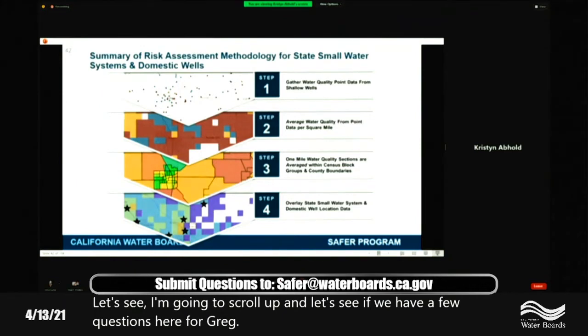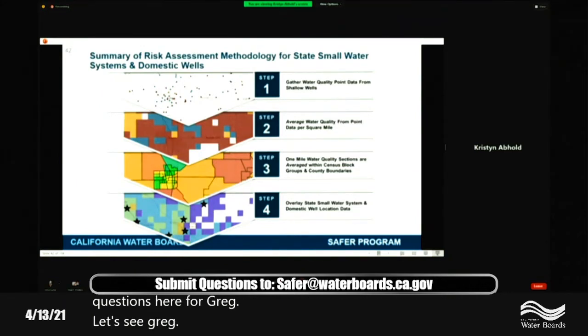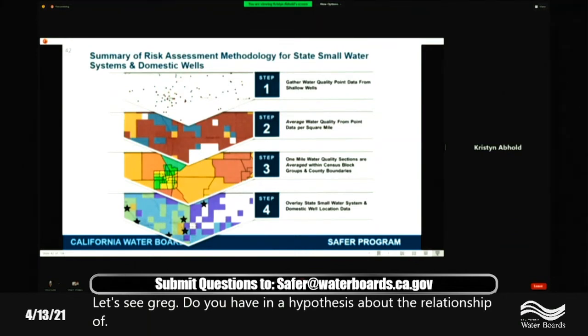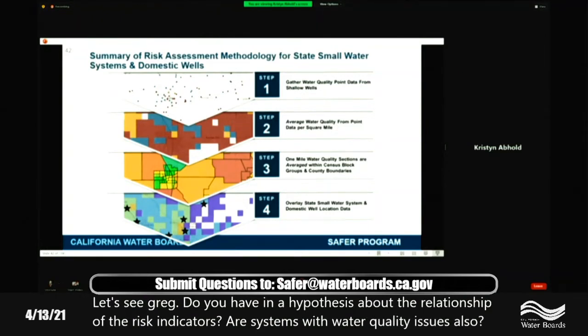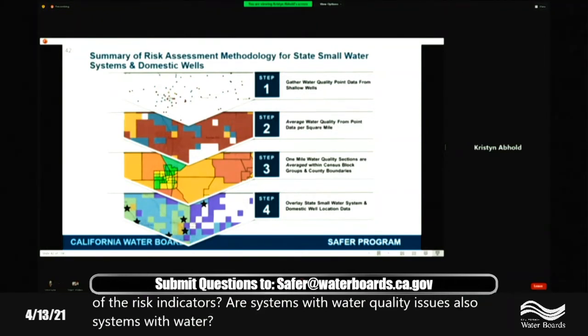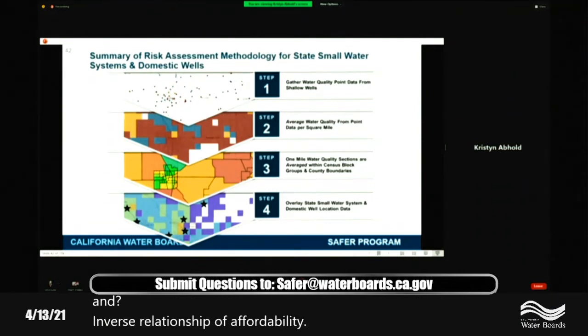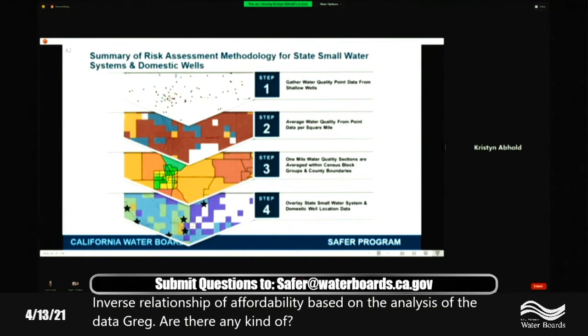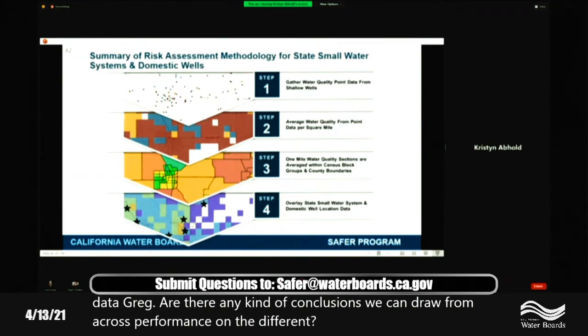Greg, do you have a hypothesis about the relationship of the risk indicators? Are systems with water quality issues also systems with water accessibility and TMF capacity issues? Is there an inverse relationship with affordability? Based on the analysis of the data, Greg, are there any conclusions we can draw from across performance on the different categories?